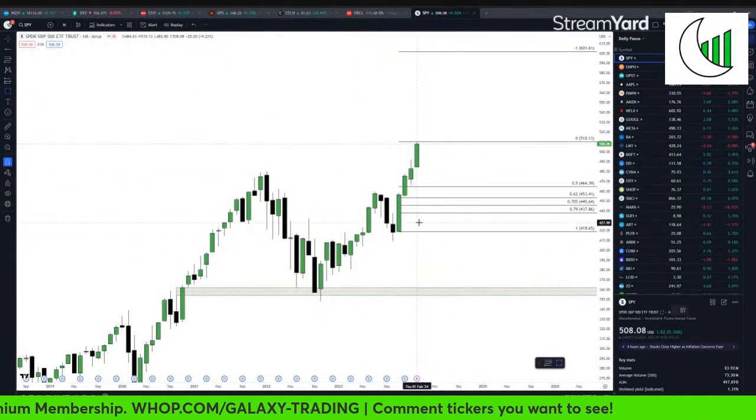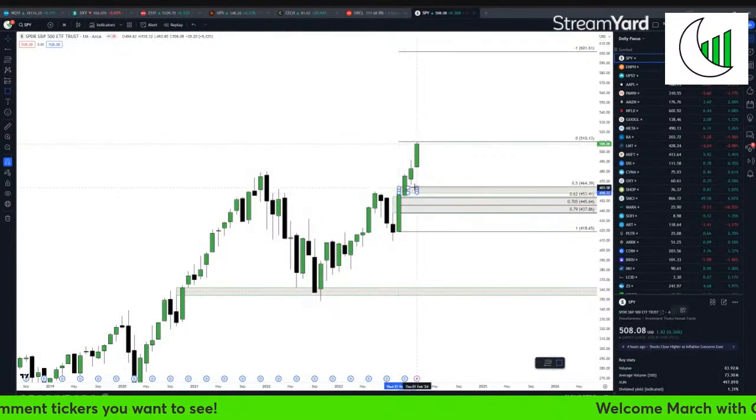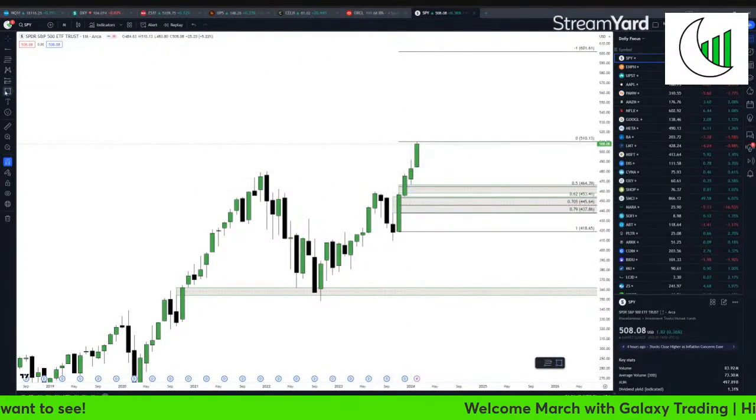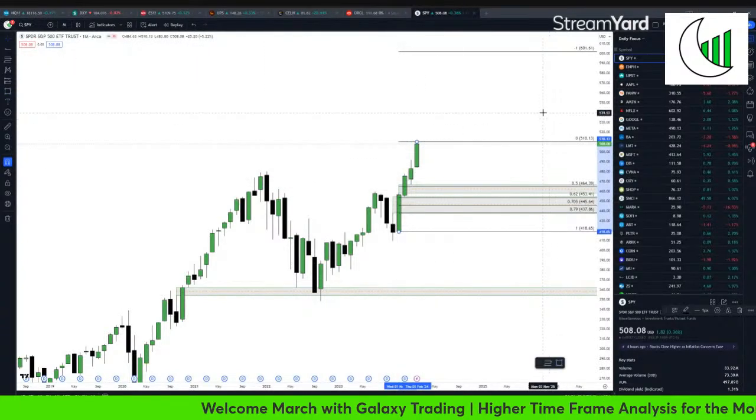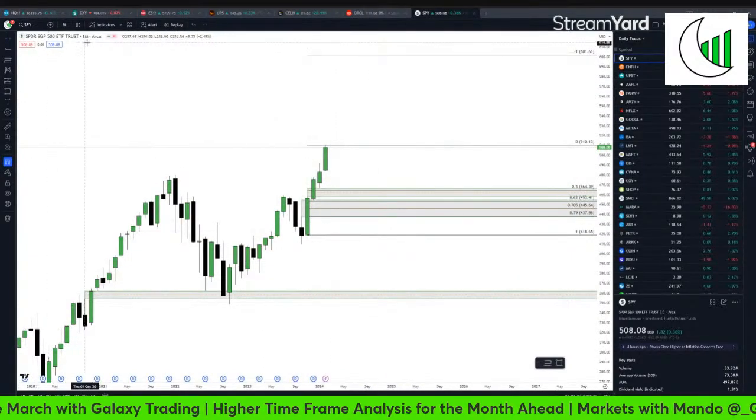But there are multiple imbalances down here, and when we do eventually get that retracement, everybody's going to think the world is ending and that we're crashing. But we know it's probably just a discount retracement of a bullish range. So that's where we're currently sitting on SPY.